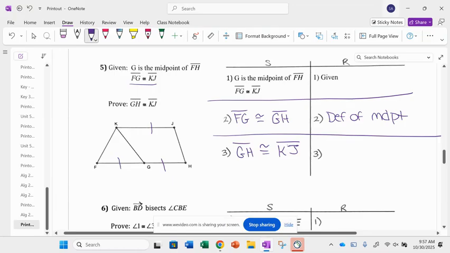Well, let's look at what we have. From the information, FG is congruent to KJ, and we concluded that FG is congruent to GH. Well, if GH is congruent to FG and KJ is congruent to FG, don't they have to be congruent to each other? What is that? One word. Caitlin told me last time. Somebody else. What's that? Anybody else? Okay, Leilani. It is transitive.